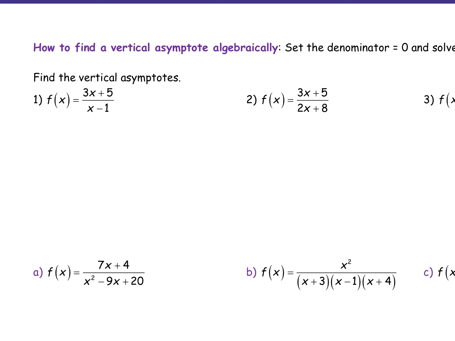Very simply, I'm going to say x minus 1 equals 0, add 1, x equals 1. There's my vertical asymptote at x equals 1. That's it. Period.